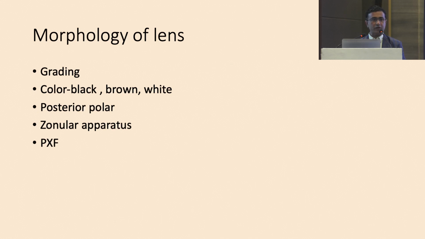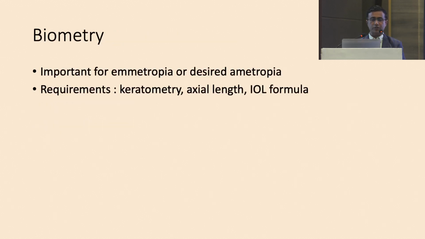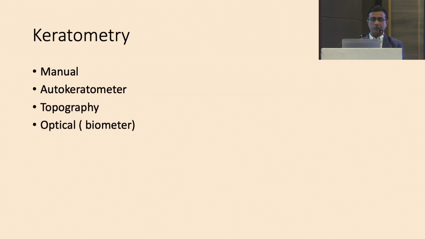Posterior polar cataract with obvious dehiscence may create problems intraoperatively, so that should be explained in the preoperative session itself: you may have dehiscence, and may have to undergo a second surgery if something goes wrong. Retinal examination should be done in each and every case. Biometry, as Dr. Harbans has suggested, you must do properly, and the requirements are keratometry, axial length, and IOL power calculation formulas.